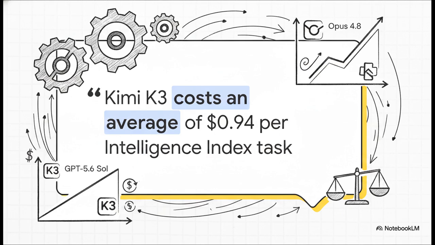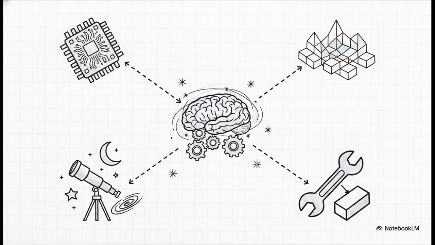And this translates directly into incredible market viability. According to Artificial Analysis, quote, Kimi K3 costs an average of $0.94 per intelligence index task, which is similar to GPT 5.6 Sol, and approximately half the price of Opus 4.8. The architectural brilliance of KDA and Latent MoE, it's not just some academic exercise. It literally results in a frontier-level model offering highly competitive and accessible API pricing. And because it is so cost-effective to run, it can basically be left alone to perform sustained, long-horizon tasks.